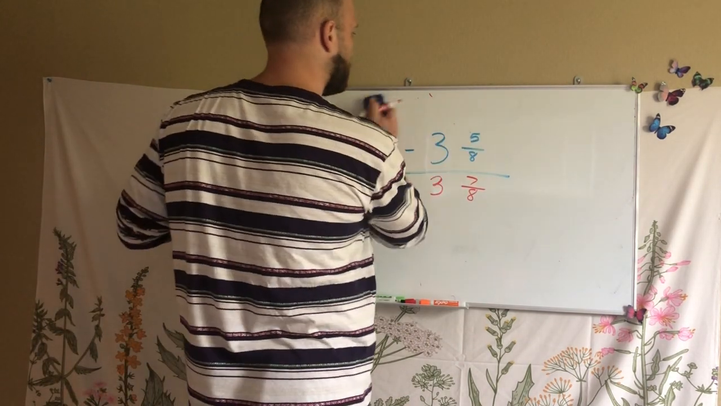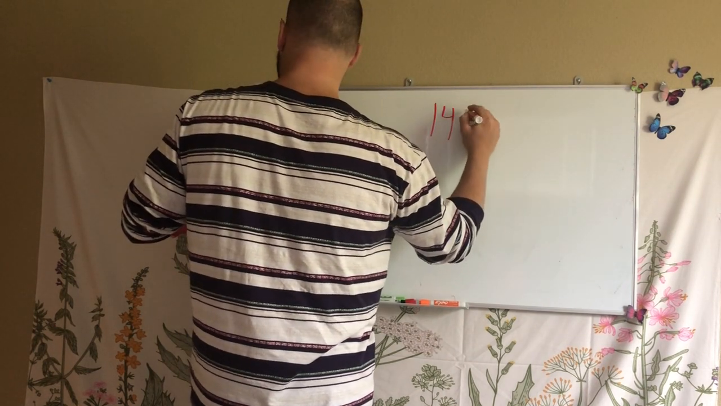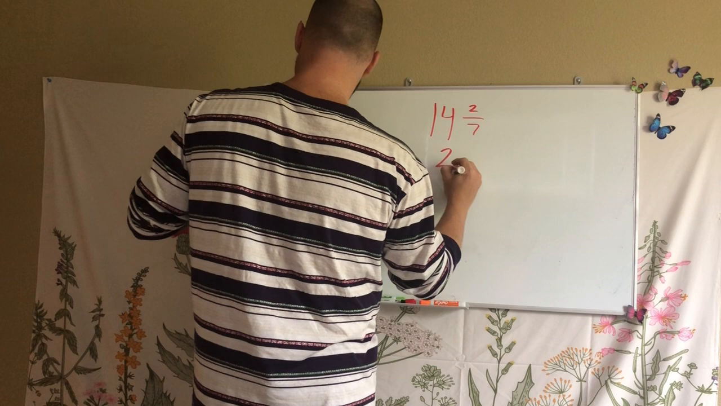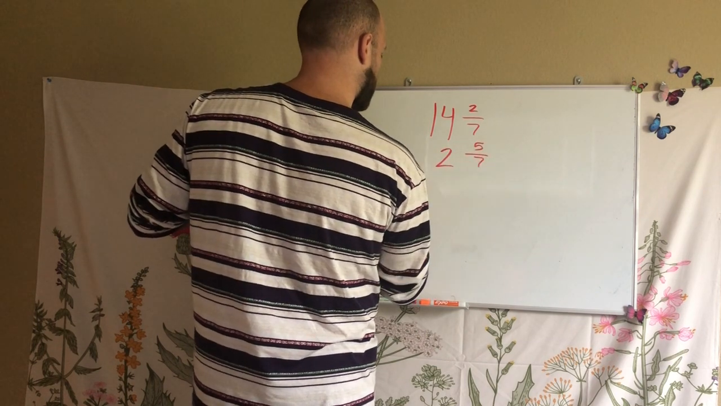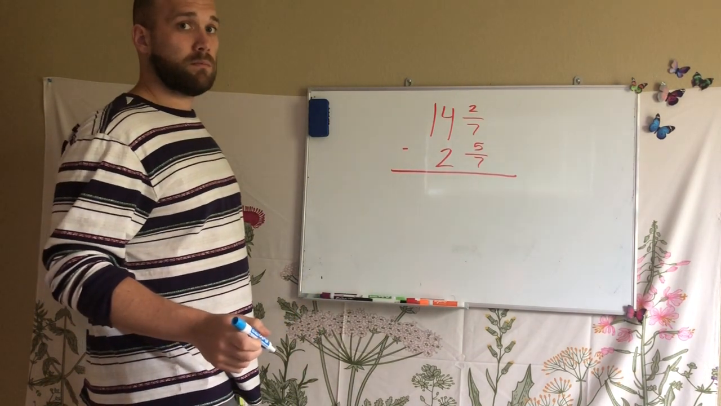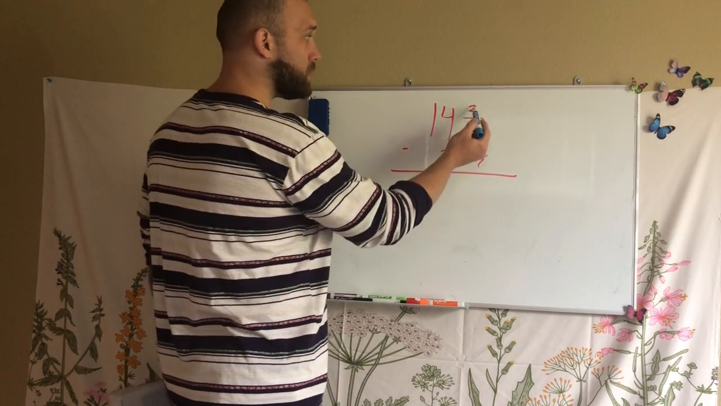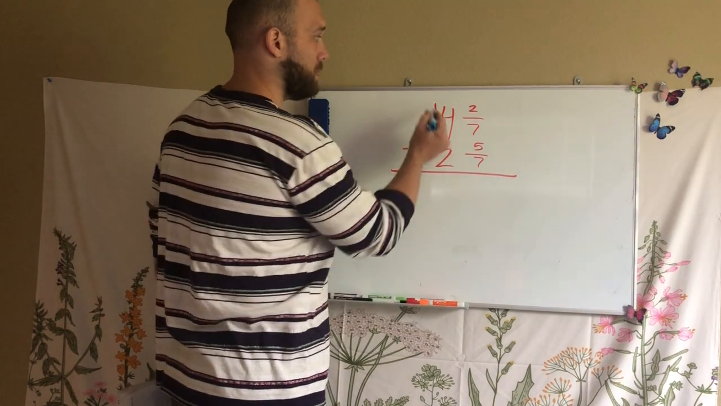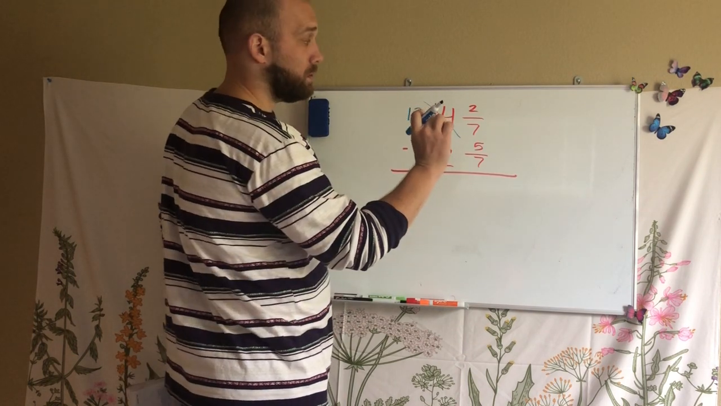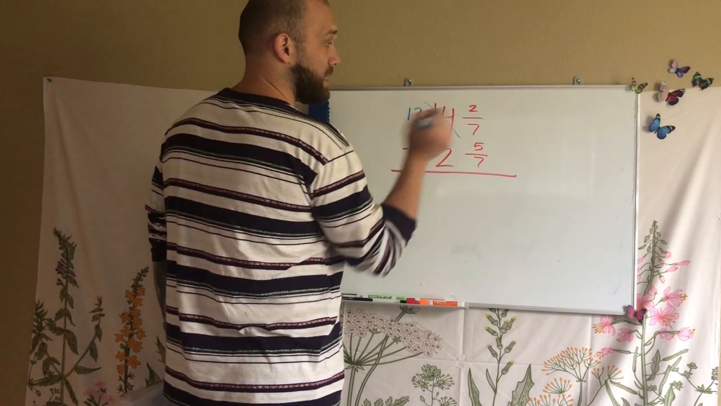Problem C. We have 14 and 2/7 minus 2 and 5/7. So what do I need to do here? I need to borrow from 14 because I can't do 2 minus 5. I can't do a smaller number minus a big number. I need to borrow. So this is going to become 13 now. I'm taking out 1 whole, turning that into a fraction of 7/7, right?